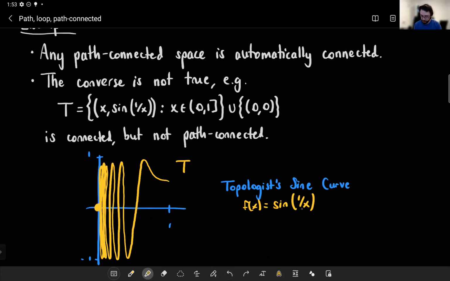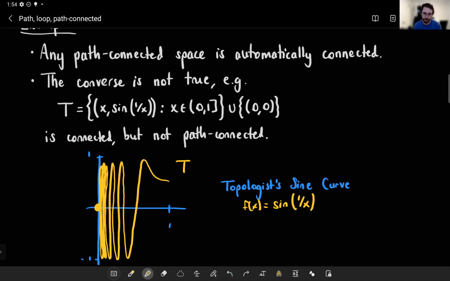And of course you can't divide by 0. So what do you do when x equals 0? Well, you tack on the origin. So I put a little dot down here saying, okay, the origin is a point in my topological space, and everything else is just something that lies on this yellow curve.